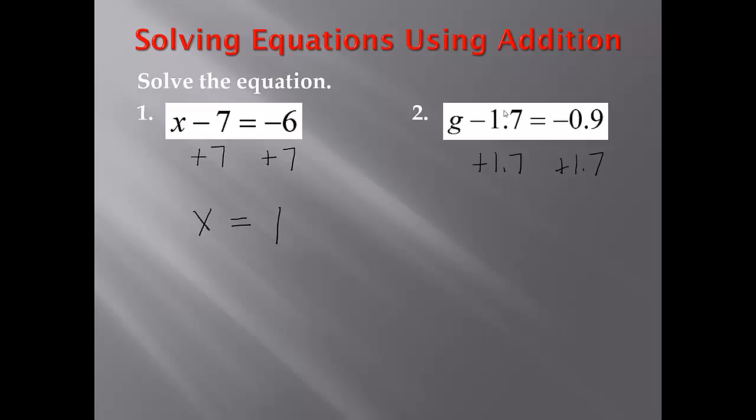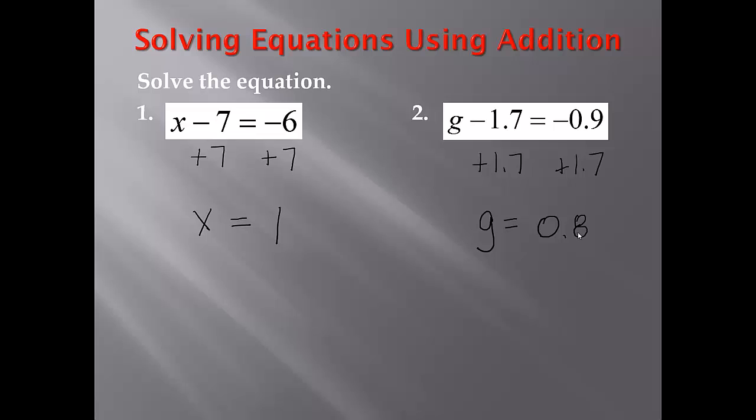If we're subtracting 1 7/10 and then we add 1 7/10, that would be 0, so we're just left with g on the left-hand side. And then on the right-hand side, I have negative 9/10 plus 1 7/10. Since we have a negative and a positive, we're going to subtract them. 1 7/10 minus 9/10 would be 8/10.